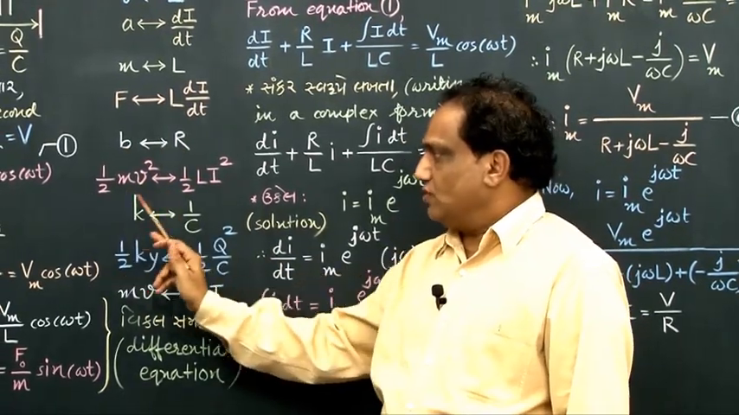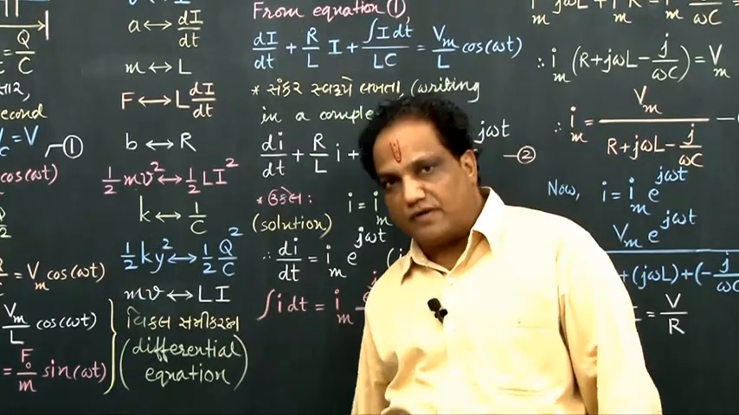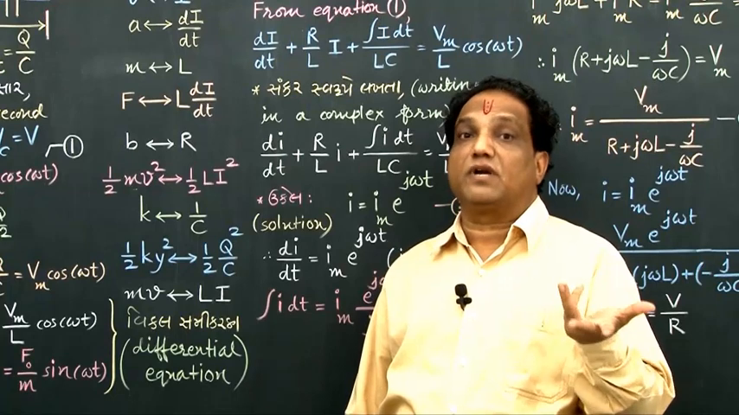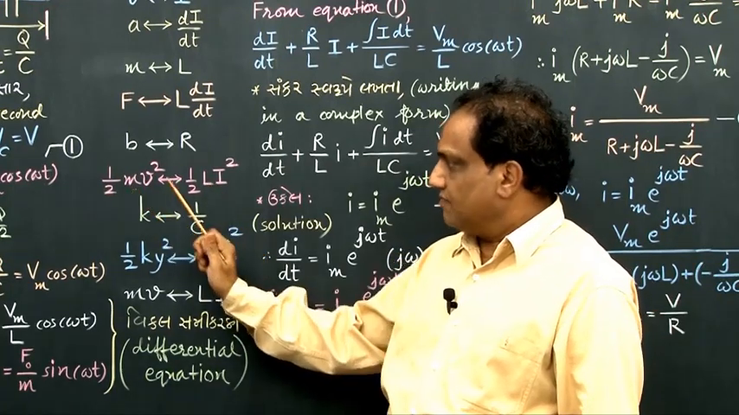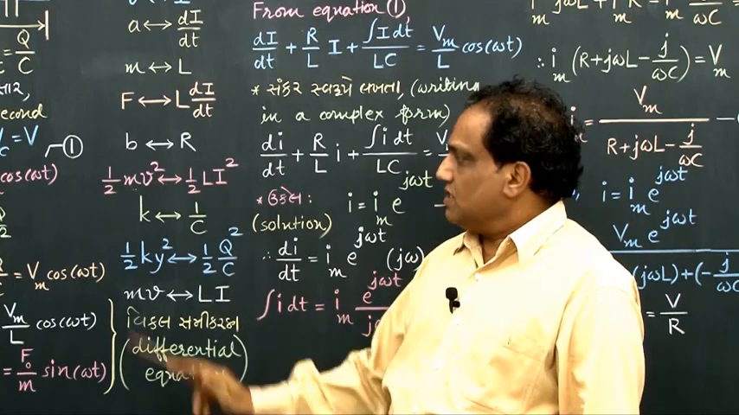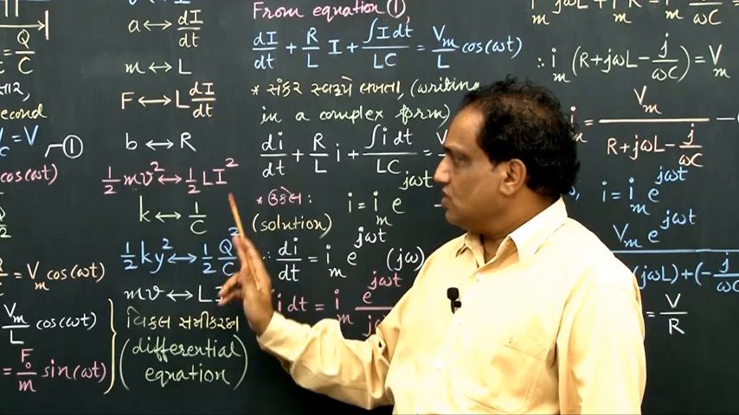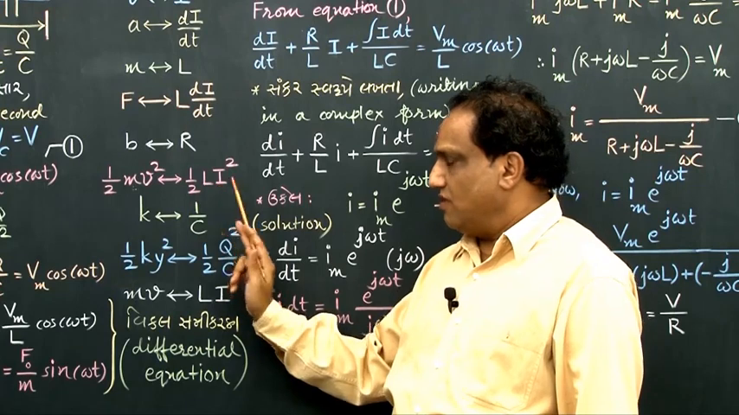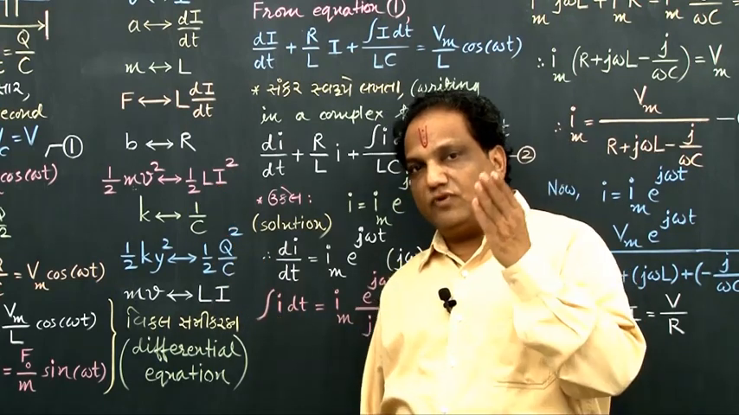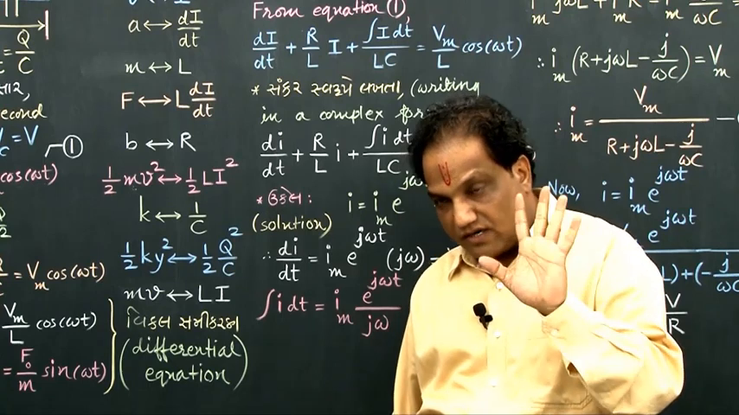Suppose we want to find a quantity in electricity which is similar to half mv square. Don't you know half mv square is nothing but kinetic energy? Mass is similar to inductance and velocity is similar to current. So in place of m, I have written L, and in place of v, I have written i. So it is now giving you half Li square. Remember what was half Li square? It was the magnetostatic potential energy stored in an inductor.